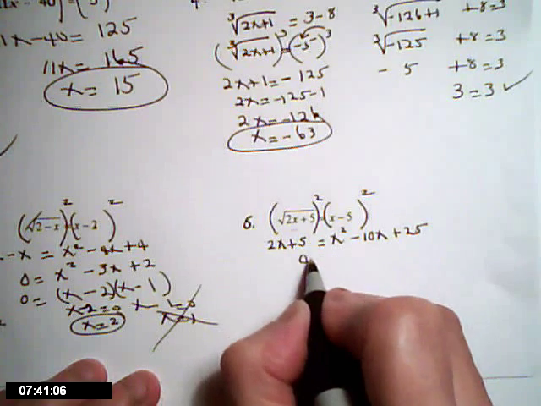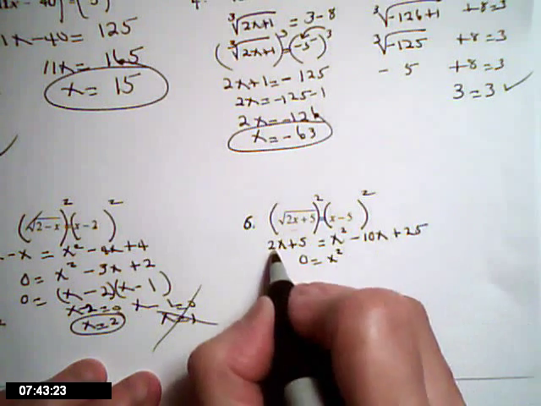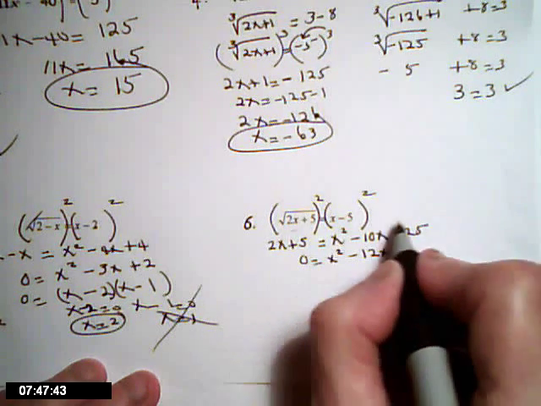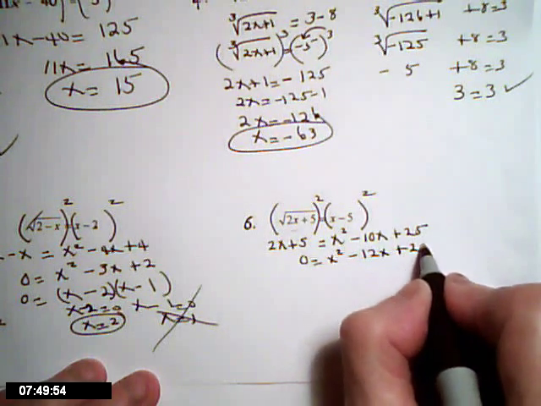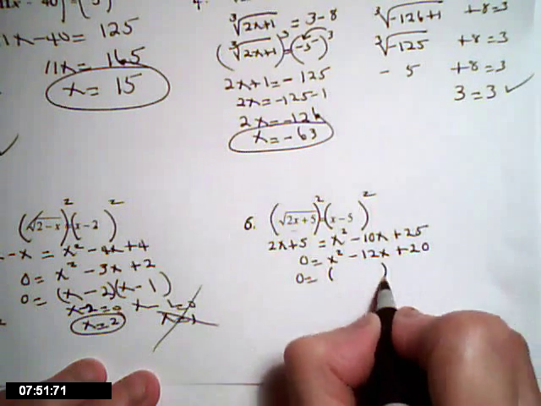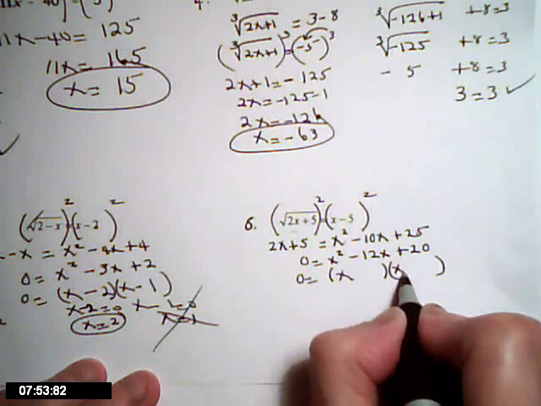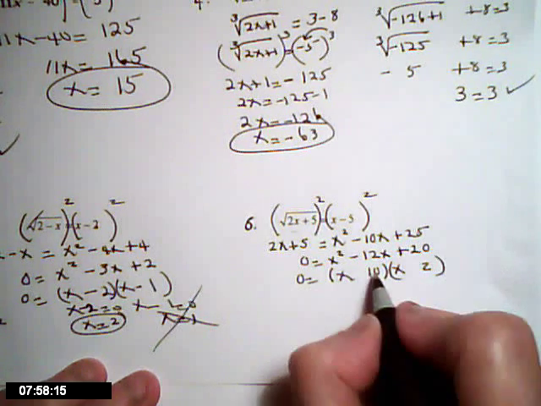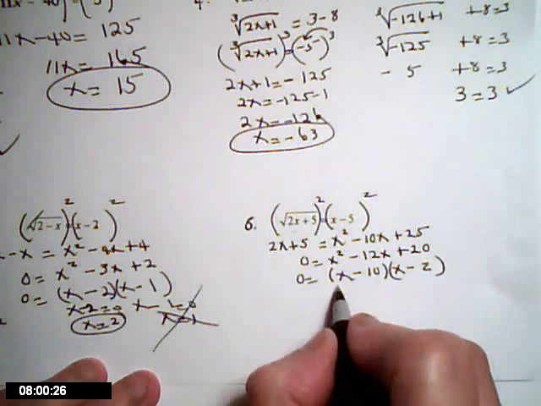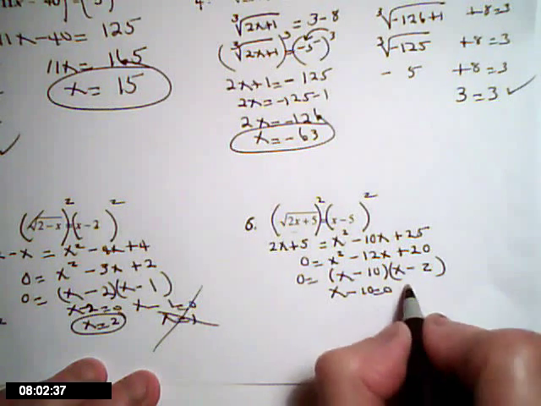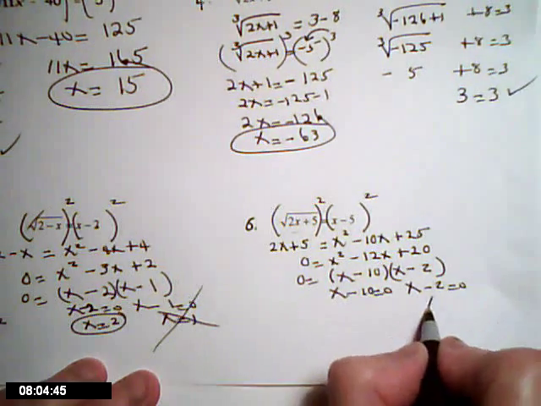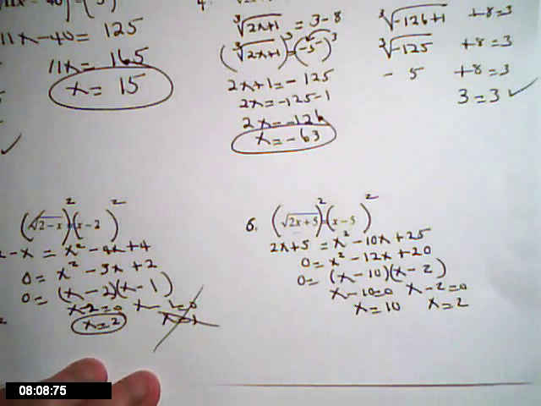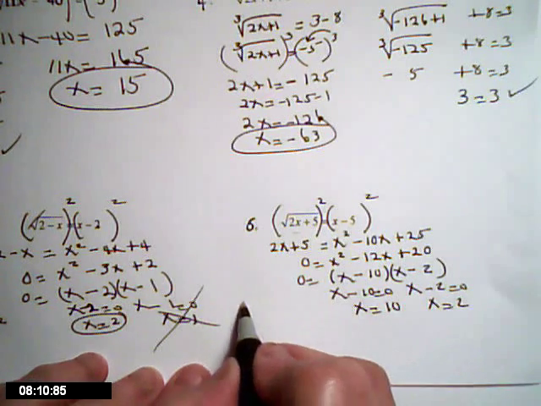Now I have a quadratic, so I'm going to move everything to one side. 2x comes over as negative 2x. 5 comes over as negative 5. Now if I factor, I'm going to get x times x and 10 times 2, with both of these being negative. So x minus 10 equals 0, x minus 2 equals 0. So I have two answers, x equals 10 and x equals 2. Now we'll have to check these.